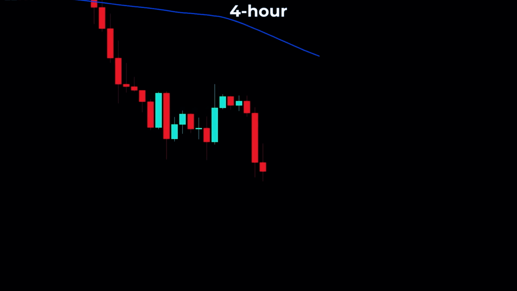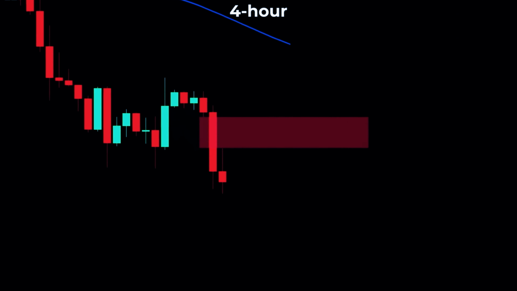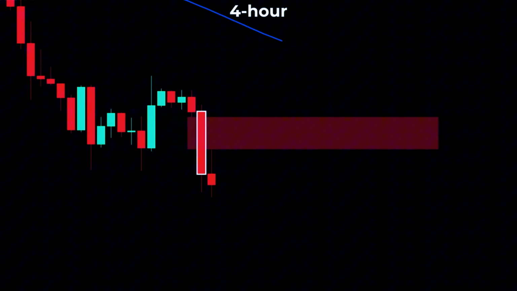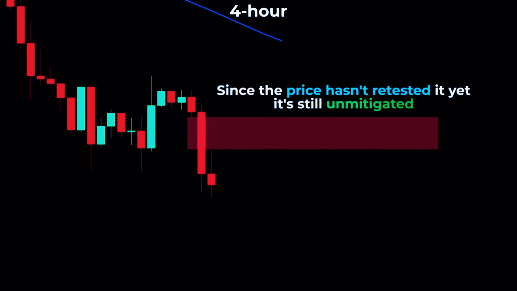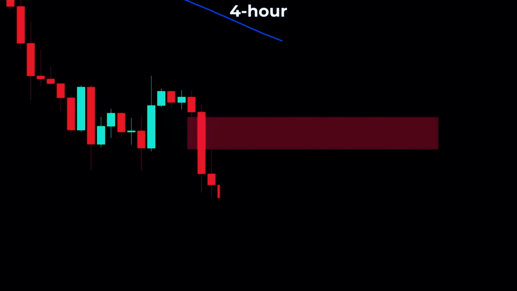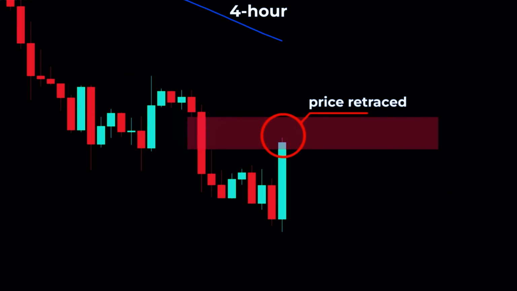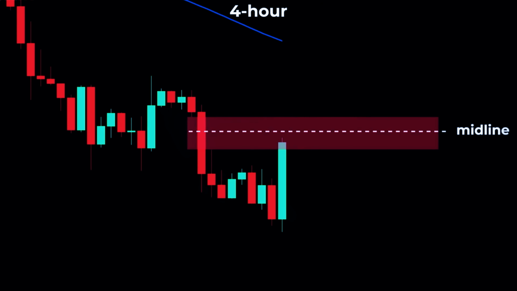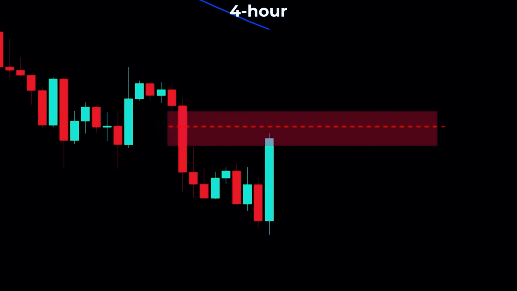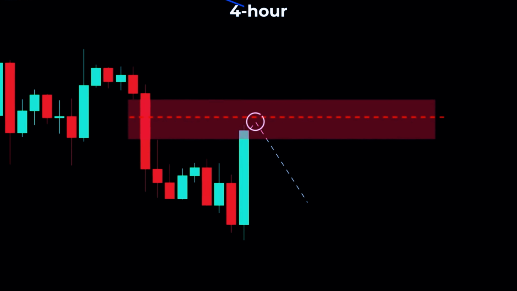In this example, the trend is bearish, so we'll look for bearish fair value gaps. We find one right here, a large red candle with a gap between 2 smaller candles. Since the price hasn't retested it yet, it's still unmitigated, making it a potential setup. Next, we wait for the price to retrace to the fair value gap. Once it does, we prepare for entry. Now, relying solely on the midline of the fair value gap for entry can sometimes be insufficient, as price may reverse from the gap before reaching it.